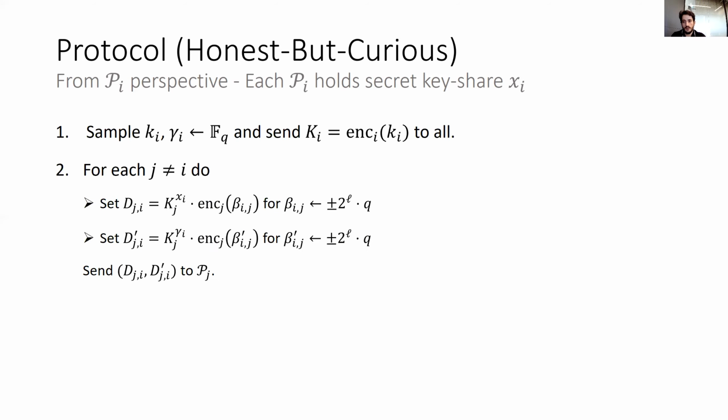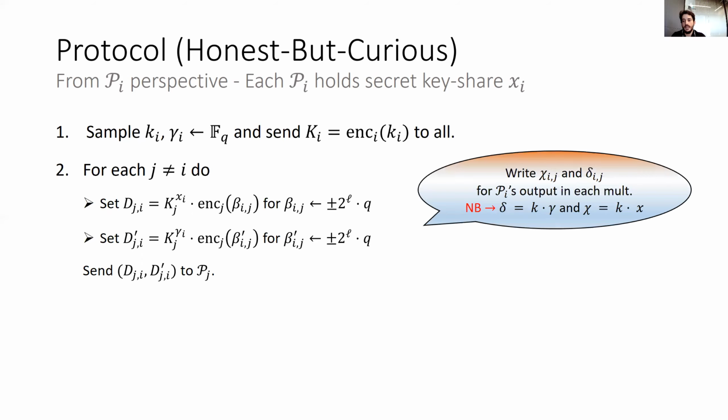In the second round, the parties calculate the response to the multiplication by homomorphically evaluating Paillier and sending the relevant value to each party. So let chi_ij and delta_ij denote the prescribed output for each multiplication. And note that if you recall the index convention, delta is simply k times gamma, and chi is equal to k times x.